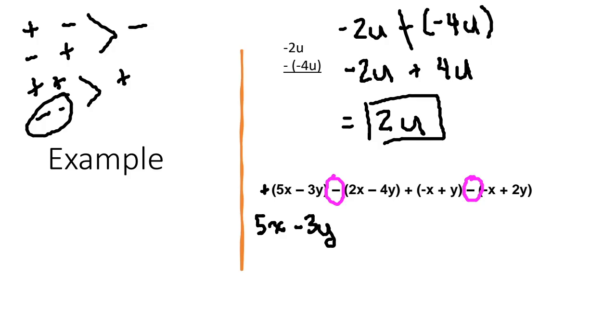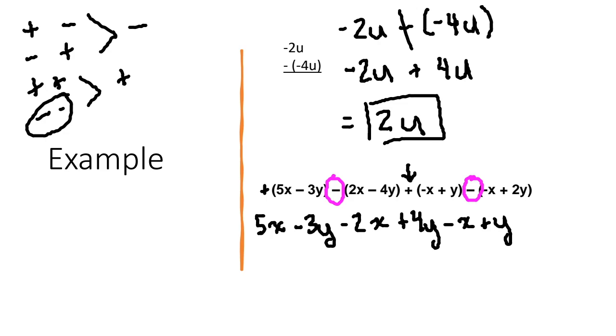So we're going to switch it to a negative 2x. This negative 4y will become a positive 4y. And that is that bracket. So we've finished and simplified that. Now, this next bracket just has a plus sign in front, so we don't have to switch anything. We drop the brackets and write it out as is. So our negative x plus y, exactly like it was in the brackets.